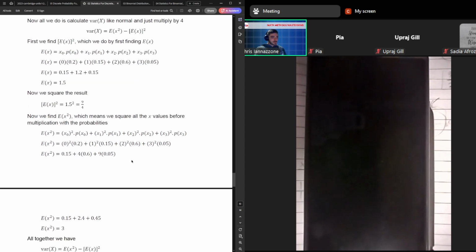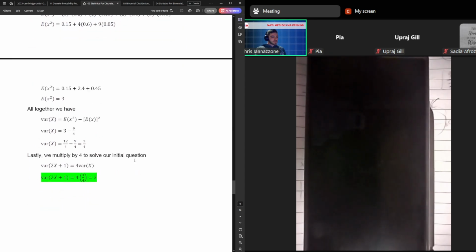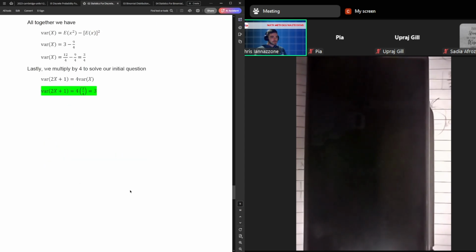And yeah, find those two values, do the subtraction, and that gives you the var x. But we didn't want just var x, we wanted this. So we're just going to slap a multiplier of 4 out the front, and that's going to give us a variance of 3, or at least a variance of 2x plus 1 is going to be 3. That's all, really.